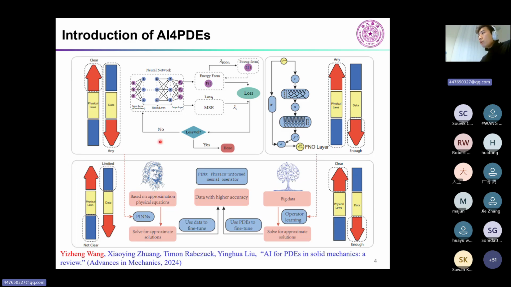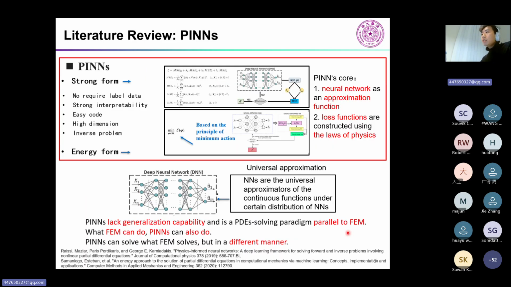There are 3 important mainstream methods in AI for PDE. The first one is the well-known PINNs. It is very well known. And the second way is operator learning, and the last one is the physics-informed neural operator. So let me do a literature review about these 3 main methods. The first one is about PINNs.